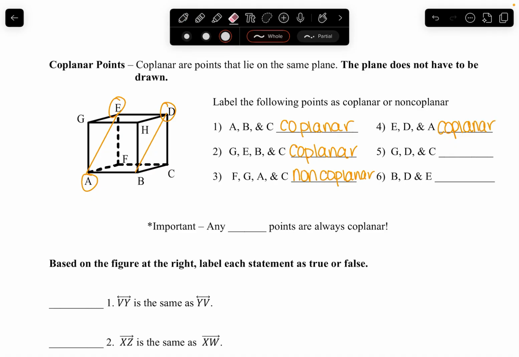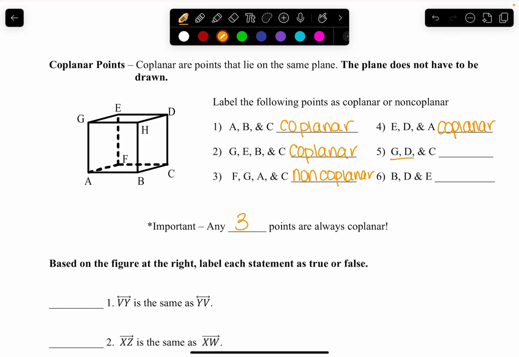And I don't know if you've caught on to the pattern here or not, but the pattern essentially says any 3 points are going to be coplanar. So D, G, and C, I don't even have to look at it. I already know that they're going to be coplanar. And then the same thing with this last one because there's only 3 points here. So I'll always be able to draw.